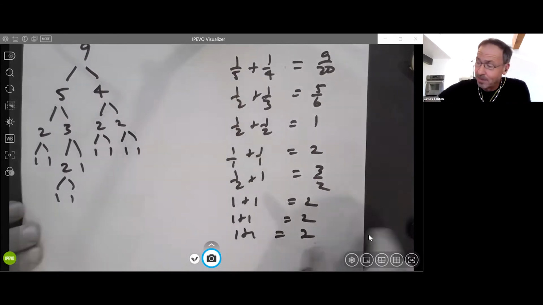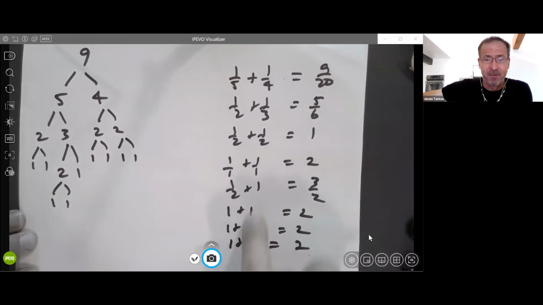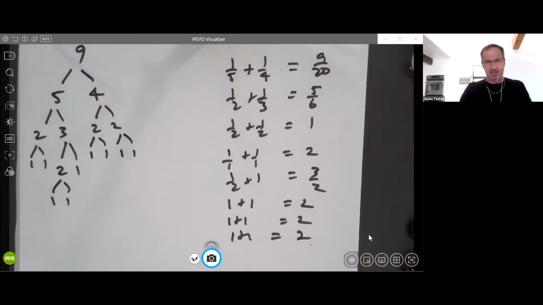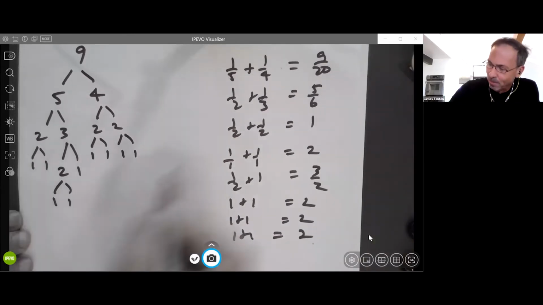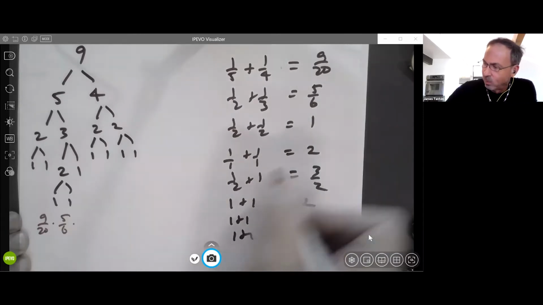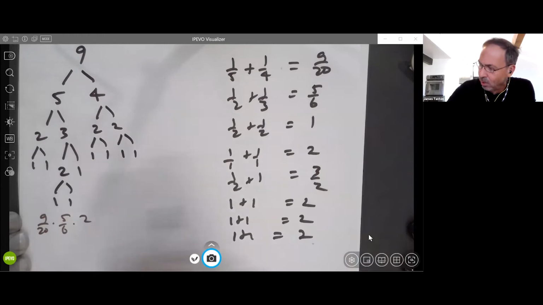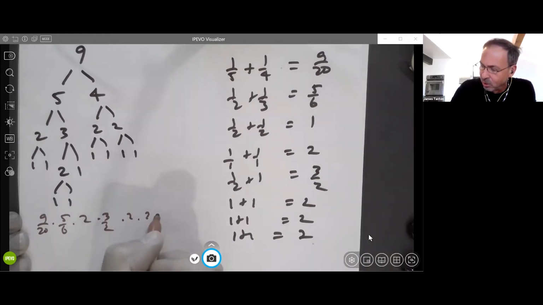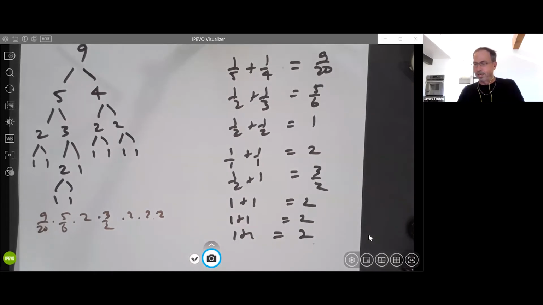Oh, but this time, since I actually added the fractions before, this time I won't add them in the end. I'm going to multiply all these fractions together. This is crazy. All right, let's go do it. 9/20 times 5/6 times 1, I won't bother writing that, times 2 times 3/2 times 2 times 2 times 2. All right, what is that product?